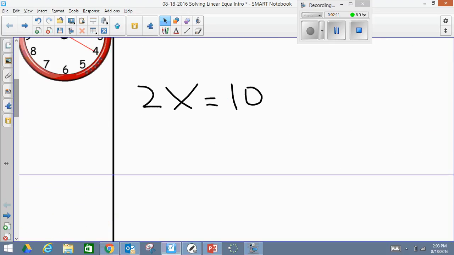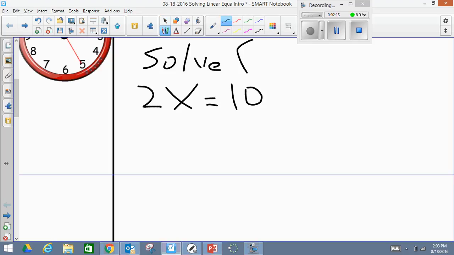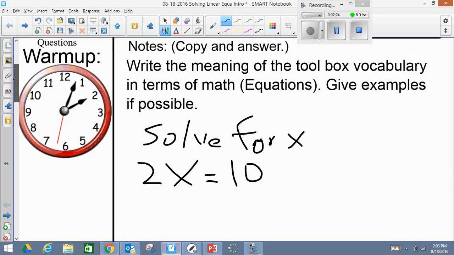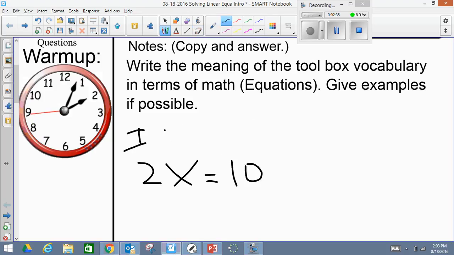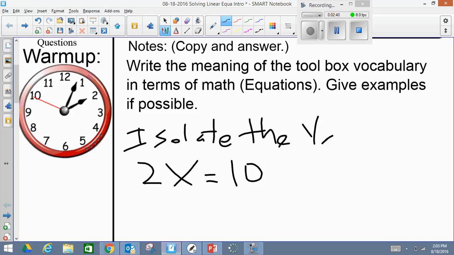So I can say, solve for x. Okay, that'll be one question. Or I can say, which means the same thing, isolate the variable. Okay, and I'm asking the same question, which is basically find the value of x, another way to ask for that.